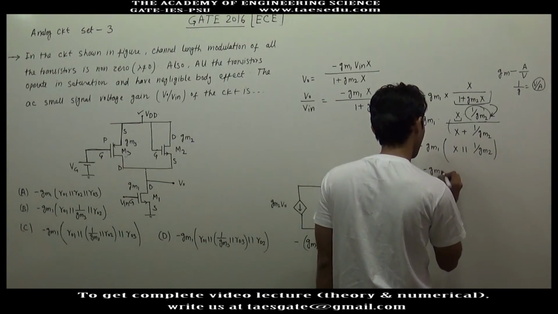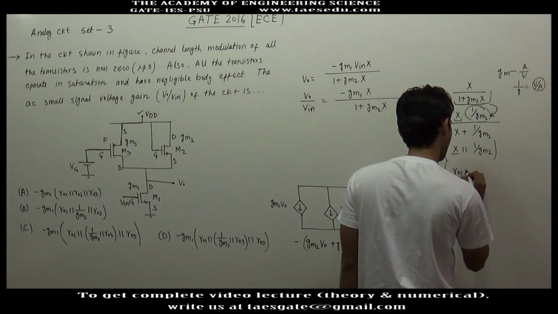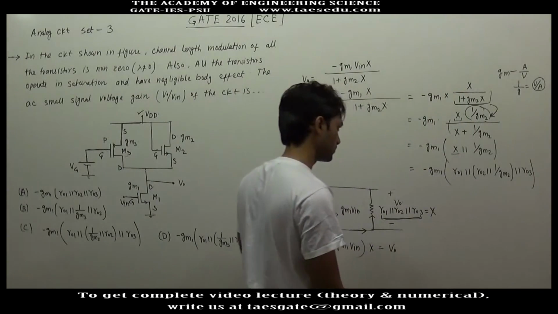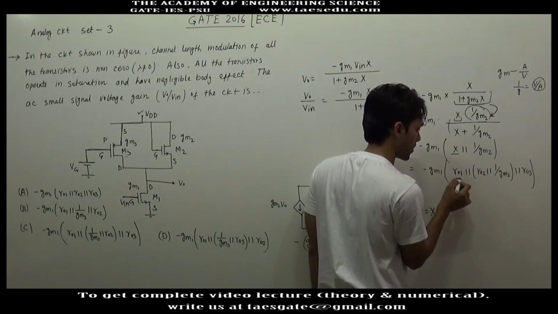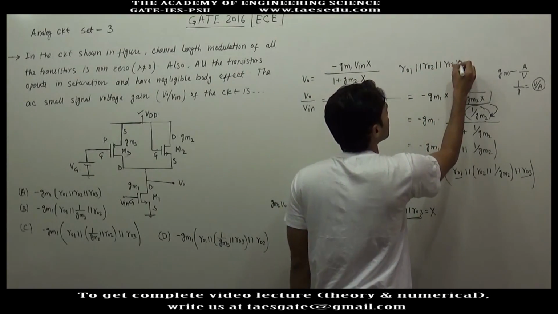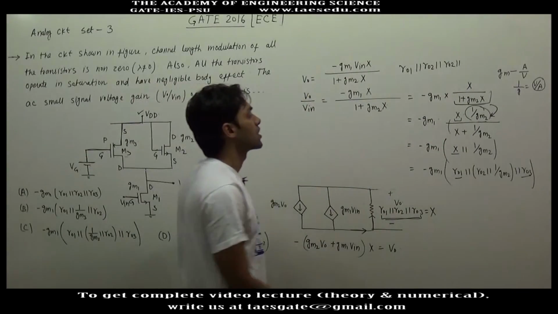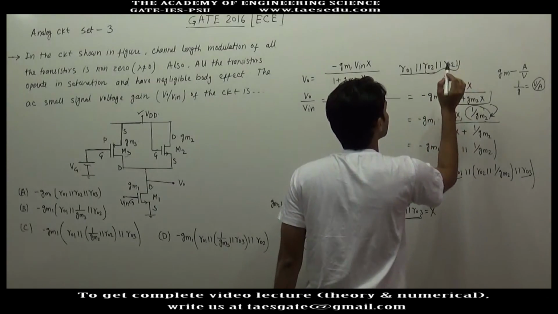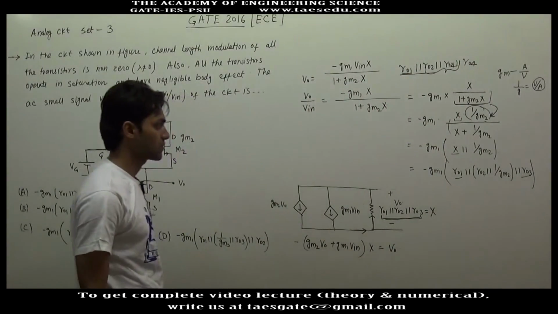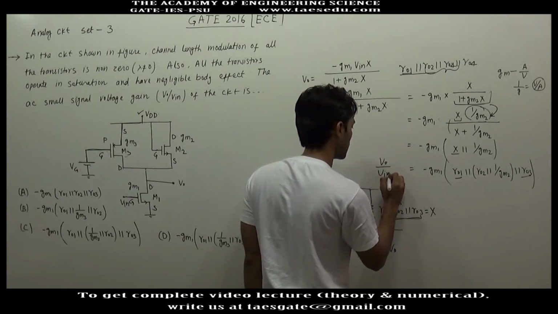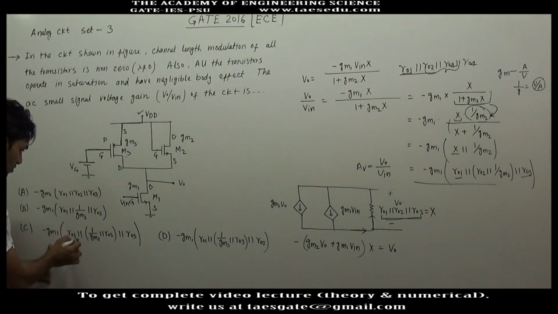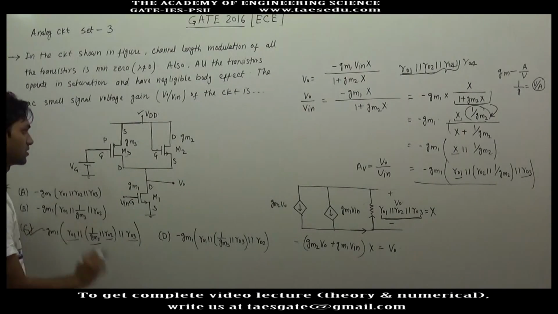So this will give you minus GM1 into X, which is nothing but R01 parallel R02 parallel 1 by GM2 parallel R03. It doesn't matter whether you first take the parallel combination of R01 and R03; if you have to take the parallel combination of 4 resistances, the order does not matter. You can take first these 2 resistances, or these 2, or R01 and R04. So the overall voltage gain V0 divided by V input is minus GM1 into R01, R02, R03 and 1 by GM2 in parallel. C option will be correct.